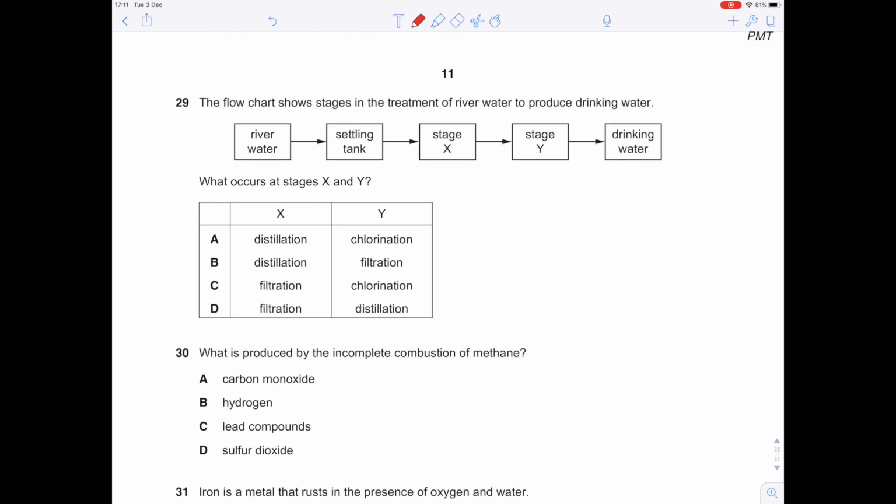The flow chart shows stages in the treatment of river water to produce drinking water. So we've got river water going into the settling tank, having stage X, stage Y, and then drinking water. What occurs at stage X and Y? Well, we need to remove solids first of all, so we need to filter. And then stage Y, we need to remove pathogens by adding chlorine. And so I can see, therefore, that the answer here is C.